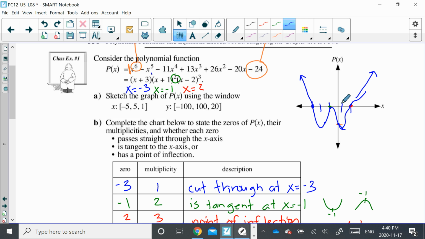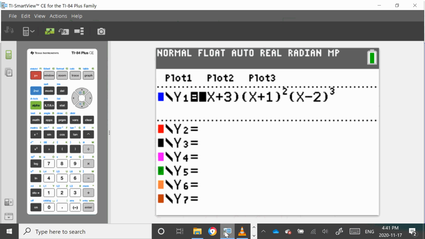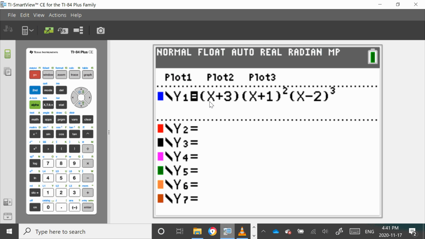You will always be able to graph these to double check. So let's punch this into our calculator. Let's punch in the graph in factored form. Take out your calculators, and in y equals, get your polynomial function entered: x plus 3, x plus 1 squared, x minus 2 cubed.